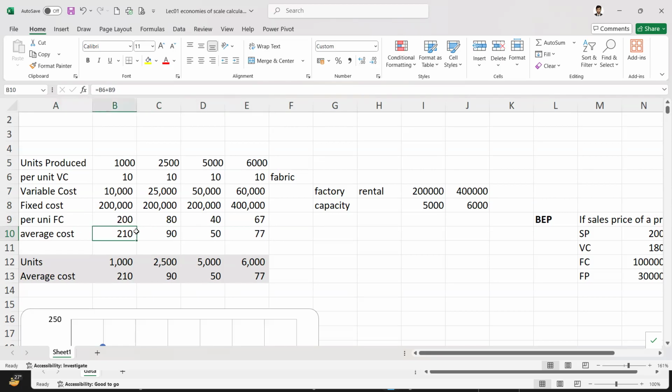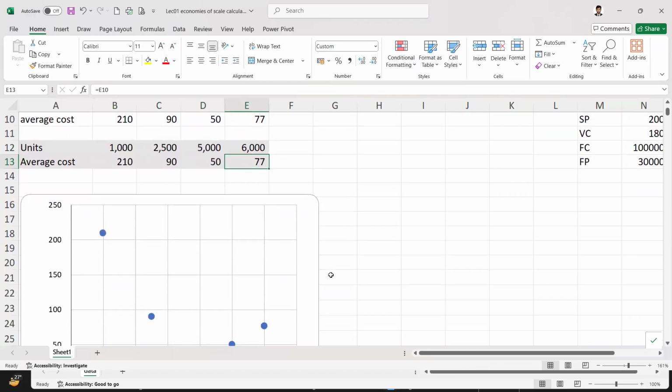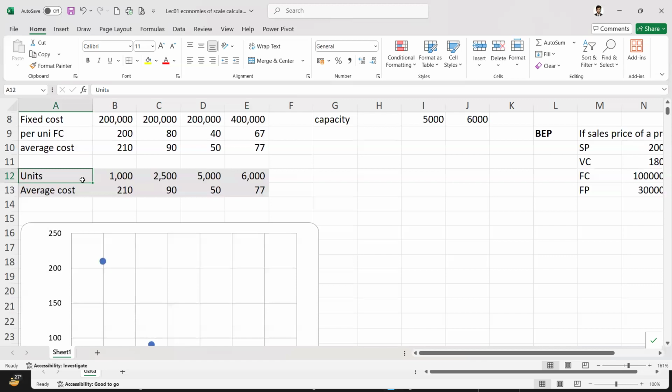So your average cost is decreasing, and decreasing up to your 100% capacity. But when you are going beyond your capacity, your average cost is again increasing. Why? Because of your higher fixed cost. So units produced 1,000, 2,500, 5,000, 6,000, and your average cost becomes 210. 210 means 200 plus 10, 210, 90, 50, and 77. So if you plot it in a figure, what will happen?